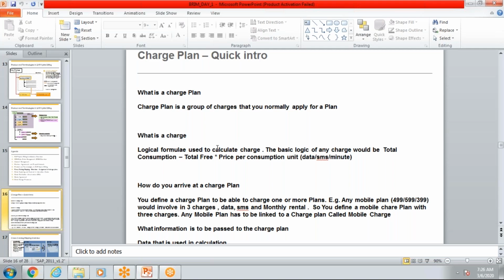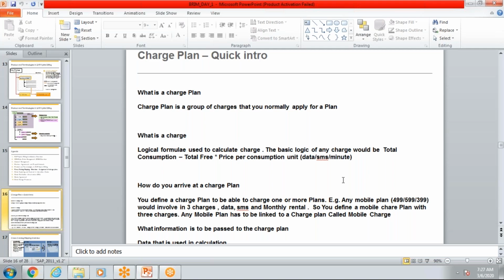So this kind of logic we will be writing in the CC system. In the CC system, for data we will have one logic, and for SMS and voice calls we will have different logics, as well as for the monthly basic charge the customer has to pay. We will group all these logics under a charge plan. Every logic is one charge: the SMS logic is one charge, data will be another charge, and the month-on-month basic amount the customer has to pay is created as one charge in the CC system.